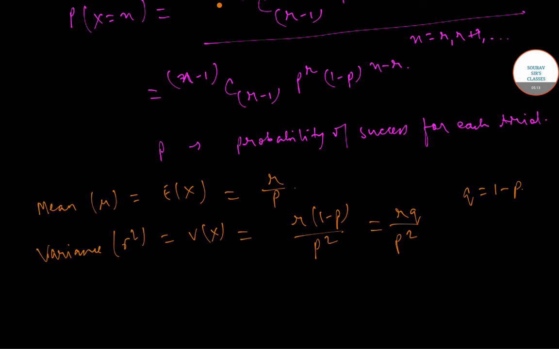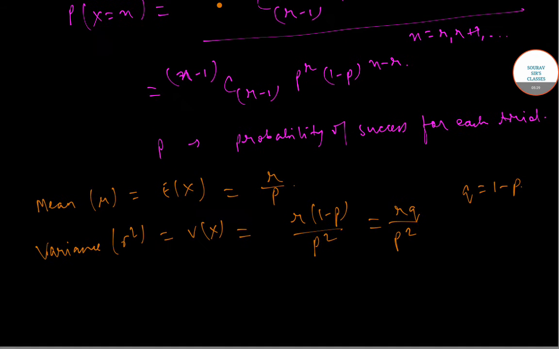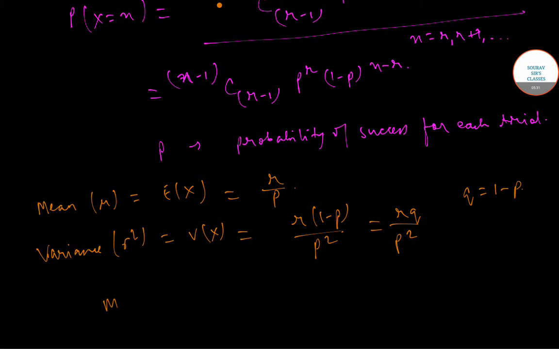Here we may note that a negative binomial random variable with r successes can be viewed as the sum of r independent geometric random variables, each giving one success, and the moment generating function, that is the MGF, for a negative binomial distribution is given as p e to the power t by 1 minus q e to the power t, whole to the power r.